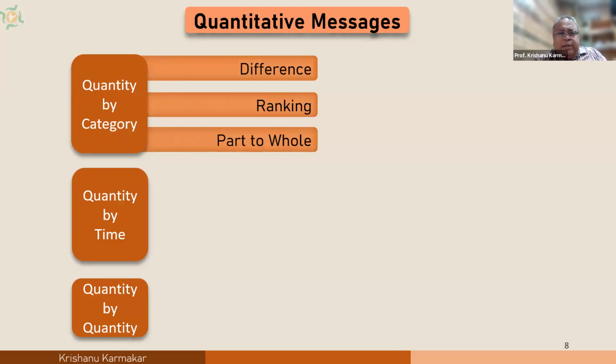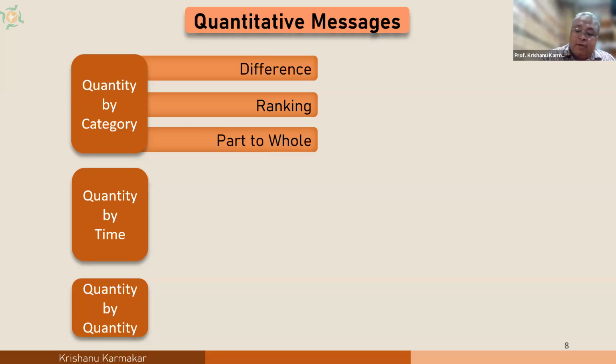Now, how can we go to a little more granular differentiation within each of them? So even when we are trying to represent quantity by category, there can be three different types of messages at the heart of our data story. One is the difference in the values. Second is the ranking of the different categories based on the values. And the third is the part to whole. That is how a value corresponds to the total of the whole thing.